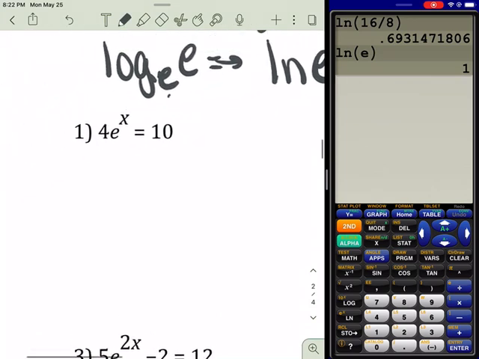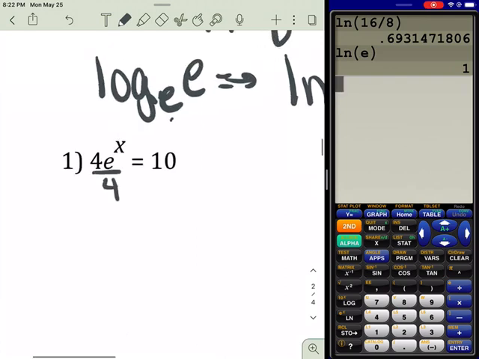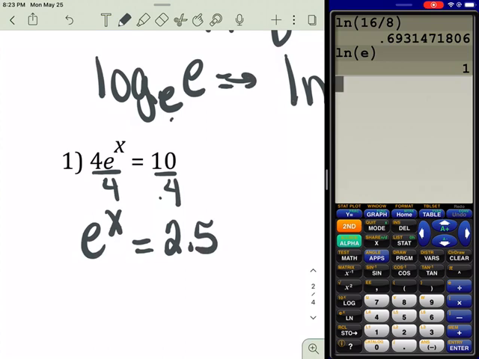Okay, so let's try one. Here we have 4e to the x is equal to 10. Just like the other ones, we cannot have anything with our base. So the first thing we have to do is divide by 4, so that e to the x is by itself. We're going to divide both sides by 4 before we do anything. So we get e to the x is equal to 2.5.